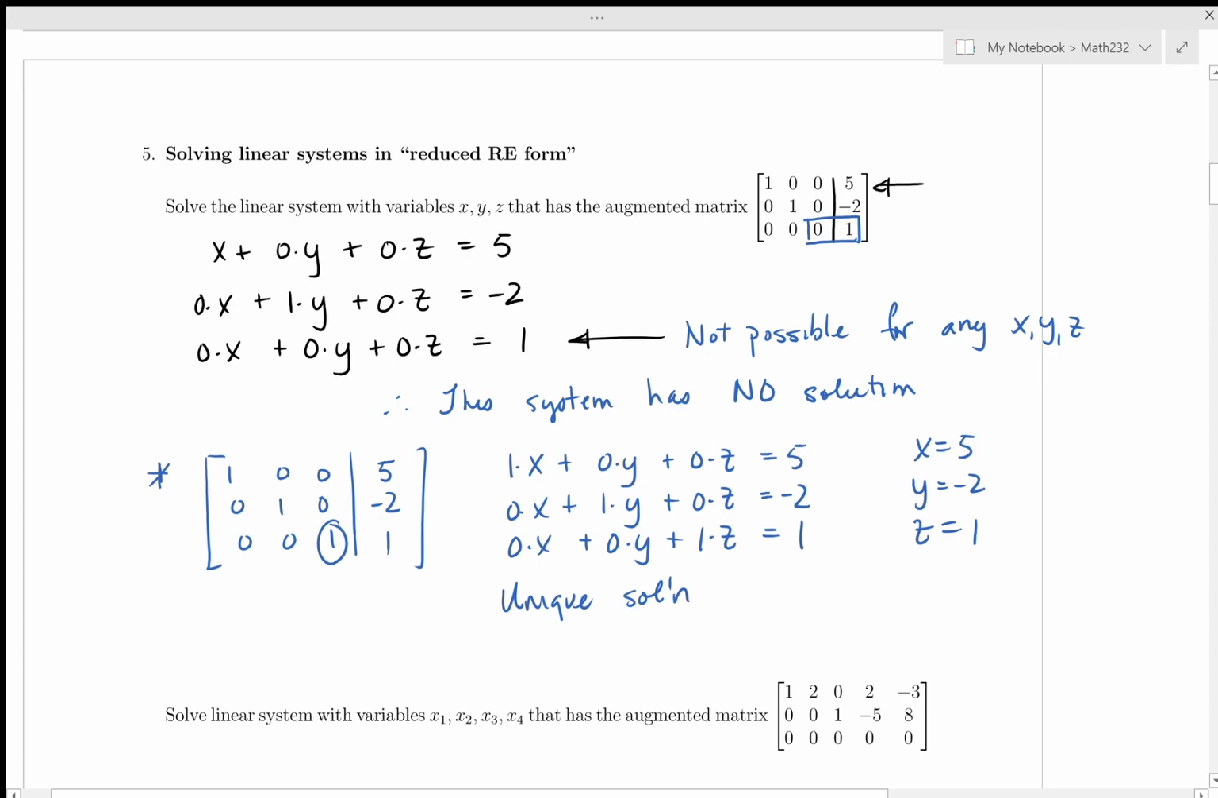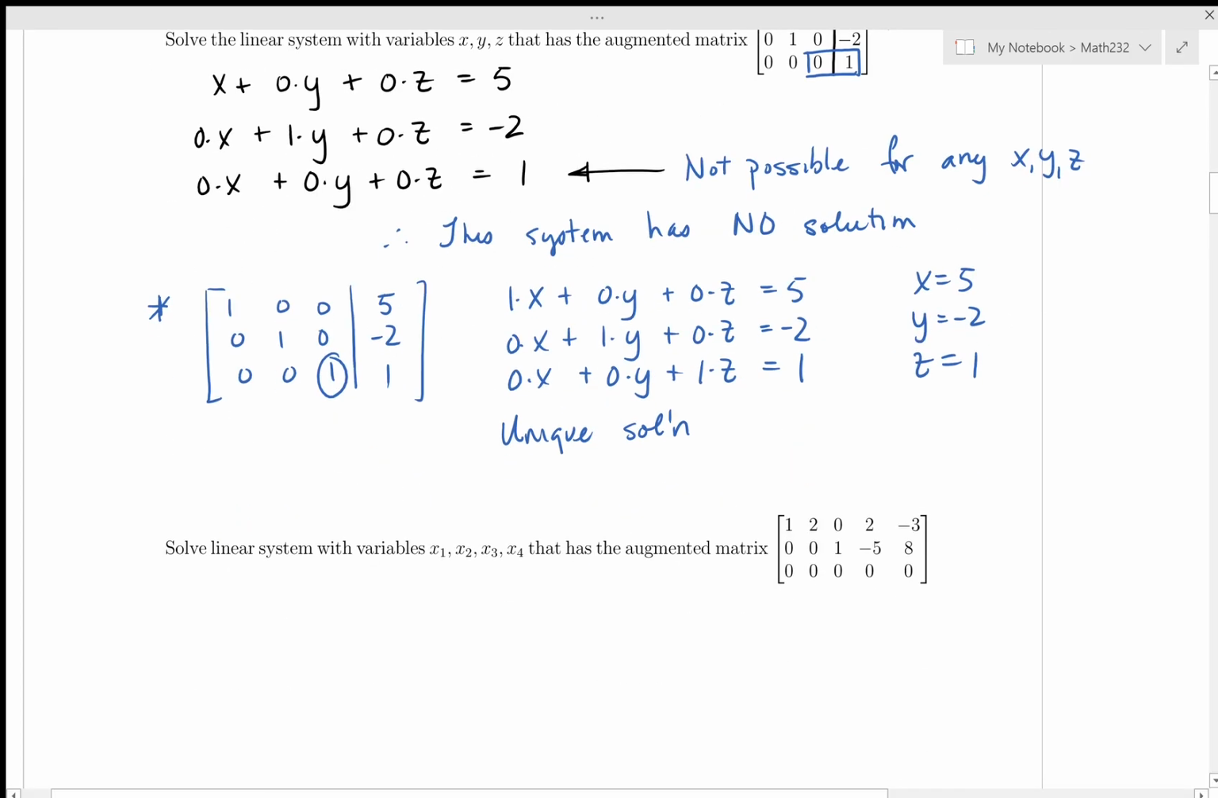Okay, so you can see what's happened. If you take your system of linear equations, you form an augmented matrix, and then if it is possible for you to put it in reduced row echelon form, you can simply, right from there, read off the solution to your system of linear equations.